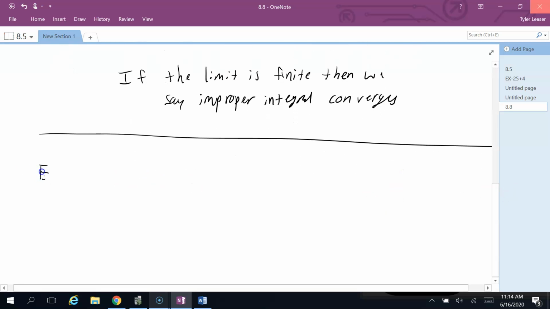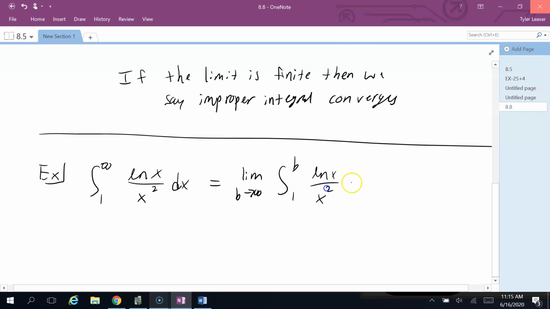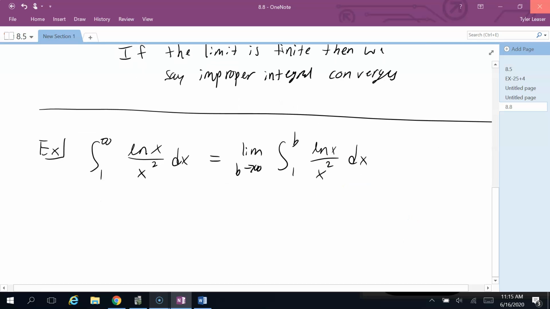So let's look at an example. Let's do the integral from 1 to infinity, natural log x over x squared. Before we jump into the integral, we're going to rewrite this as the limit as b goes to infinity, integral 1 to b natural log x over x squared dx. Now you want to go through your mind of chapter 8, all the different techniques that we've done and how to handle this one.